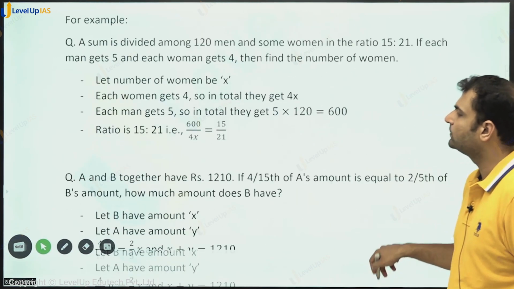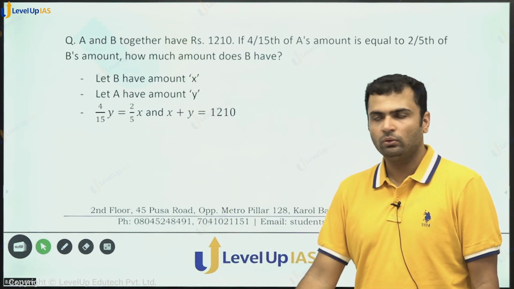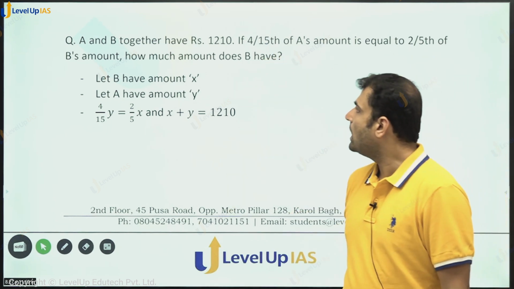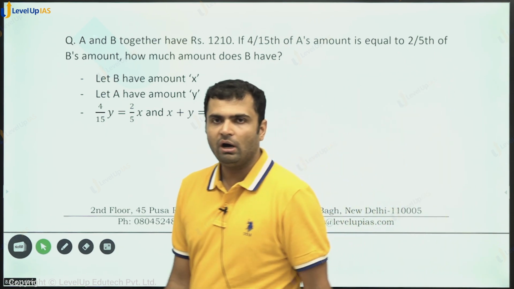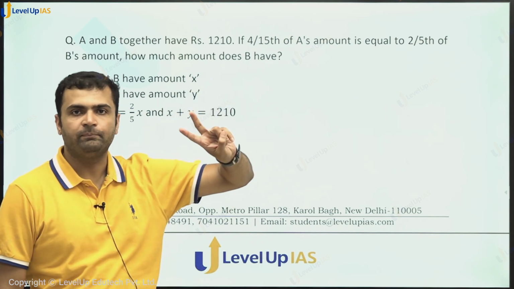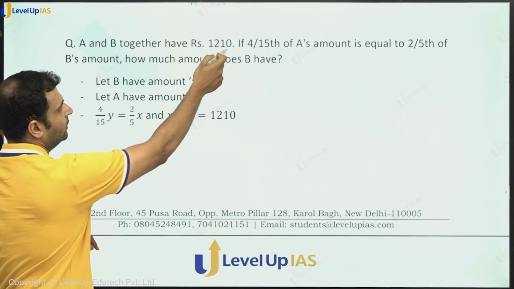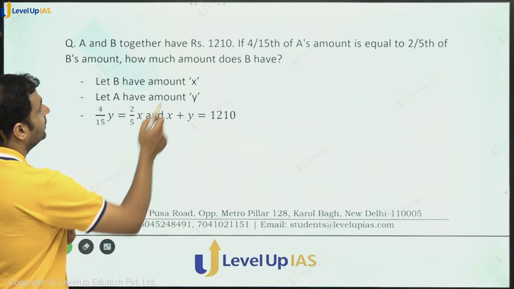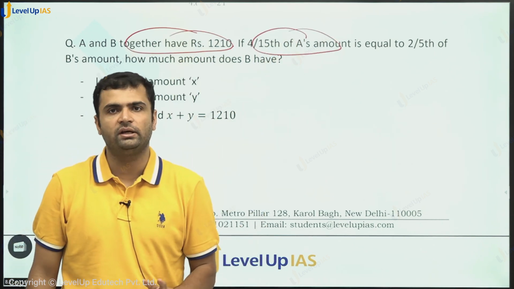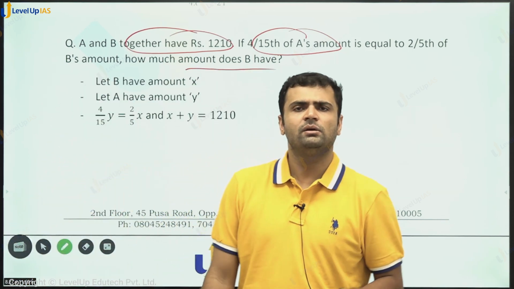Next question, let us see. A and B together have this much money. Fine. Second, if 4/5 of A's amount is equal to 2/5 of B's amount, how much amount does B have? अब you can observe that there are two people involved in this question, A और B, दो लोग हैं, and this is one set of information, and this is second information. So दो चीजों के दो information भी दी गई है A और B के बारे में, and पूछा क्या गया है? How much amount does B have?